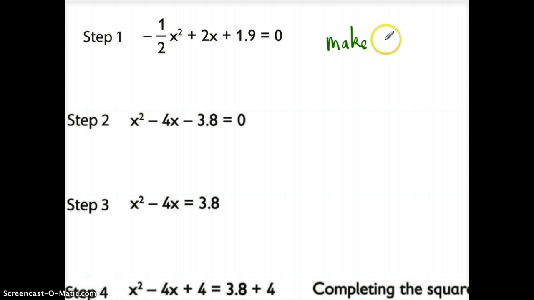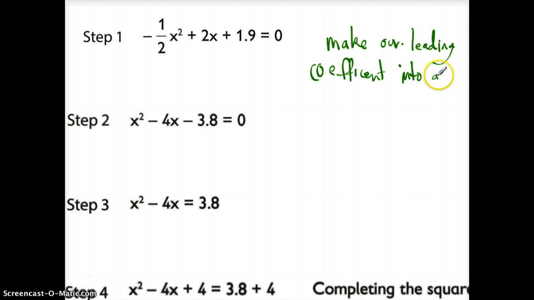So we're going to make our leading coefficient into a 1. So I'm going to make this into a 1.